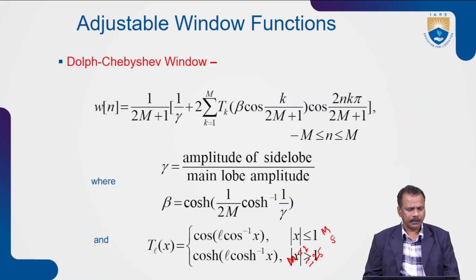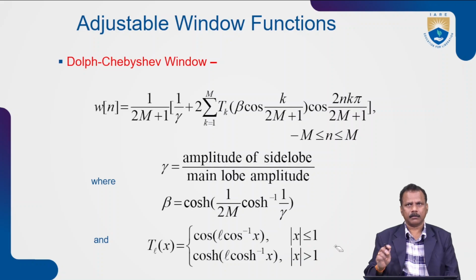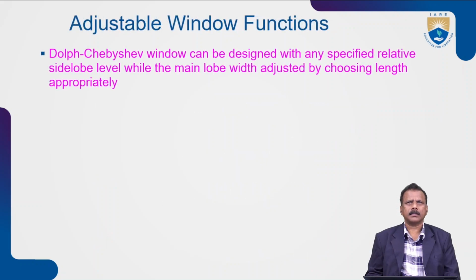Here T_L of x is equal to cos of L cos inverse of x for mod x less than or equal to 1, and cosh of L cosh inverse of x for mod x greater than or equal to 1. So this is one point. The Dolph-Chebyshev window can be designed with any specified relative side lobe level, while the main lobe width is adjusted by the chosen length approximately, because we are using adjustable window functions.